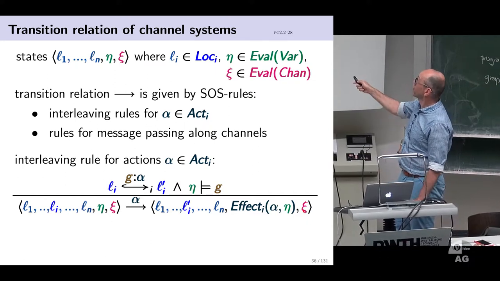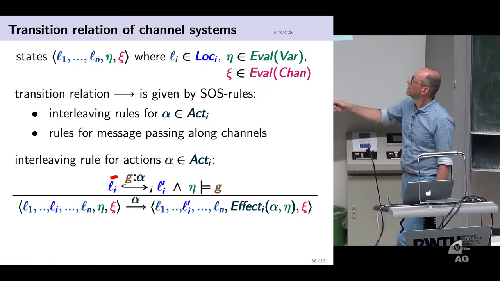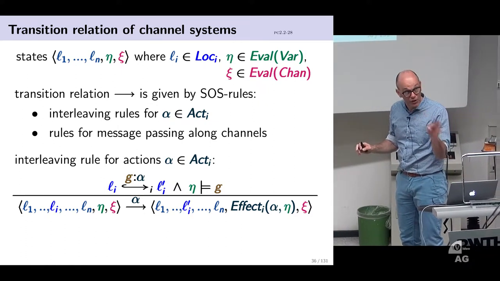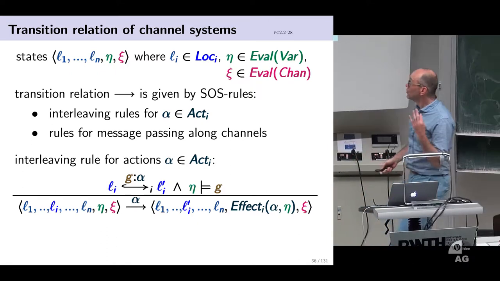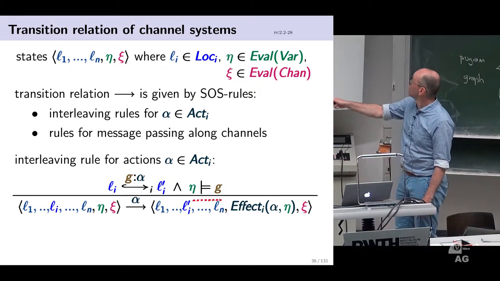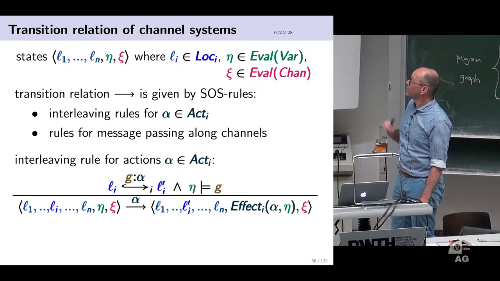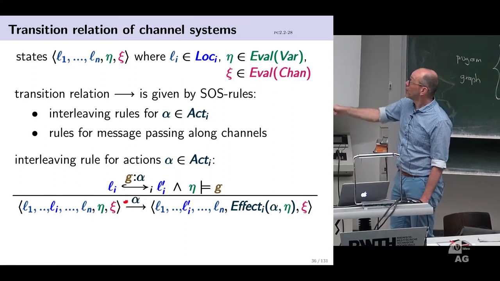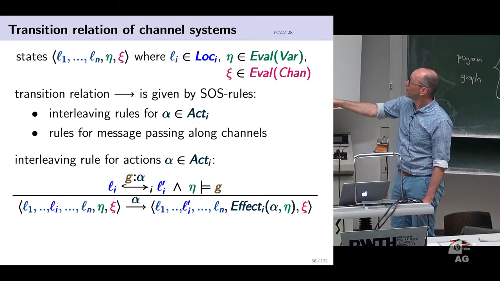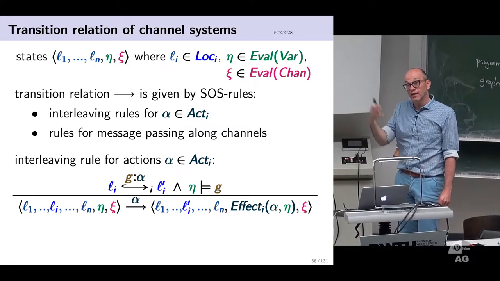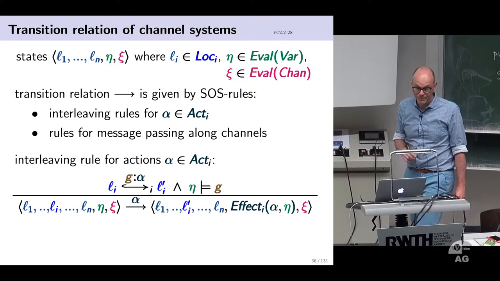The channels are not affected because those are the guarded actions. We have agreed that the communication actions are not guarded, so this has no effect on the channel. So psi remains psi. But we have to define what is happening to the variables. If this alpha tells you x becomes x plus 1, then in this valuation I have to take this effect, the same as we did for program graphs: x becomes x plus 1.